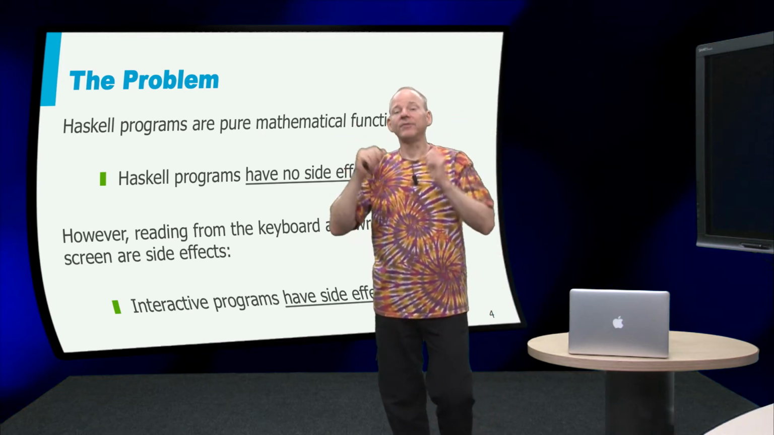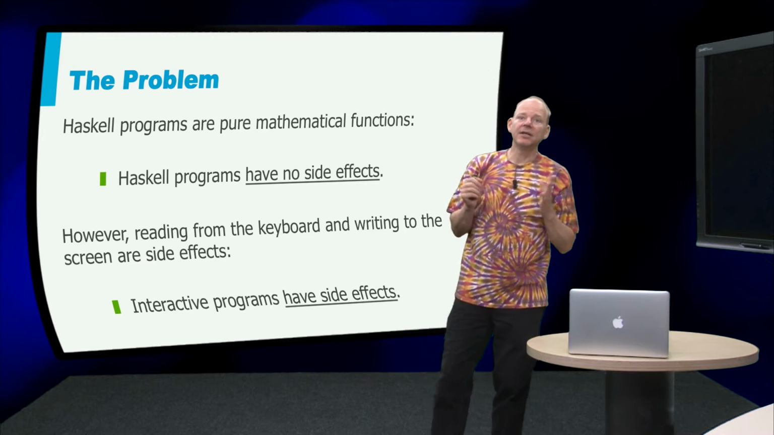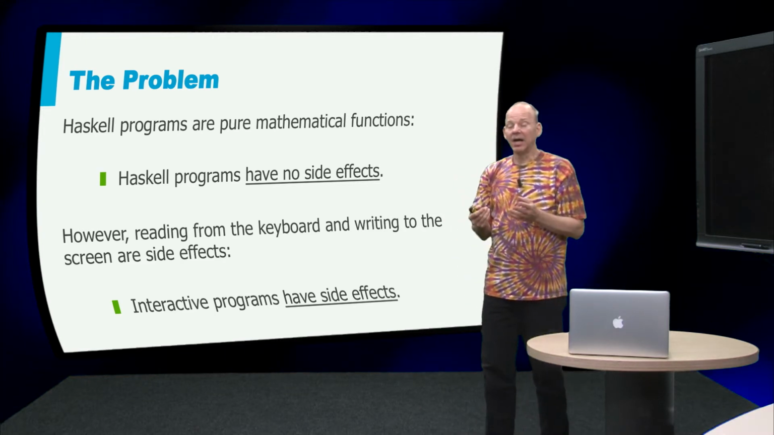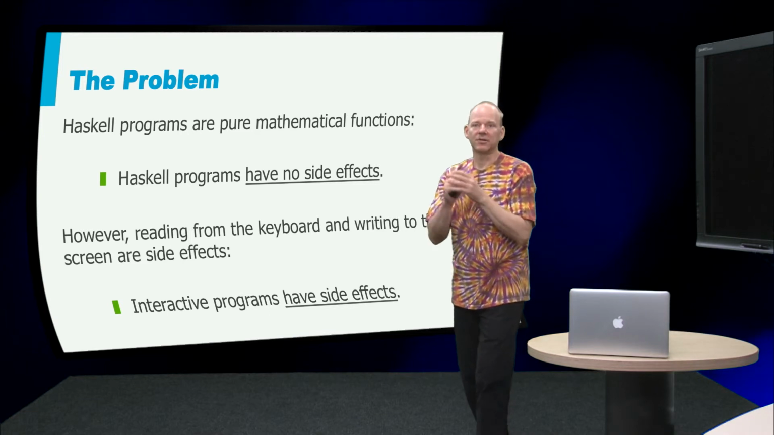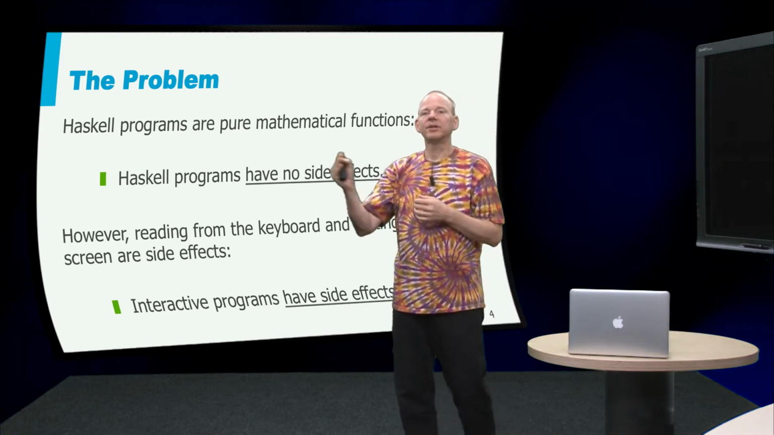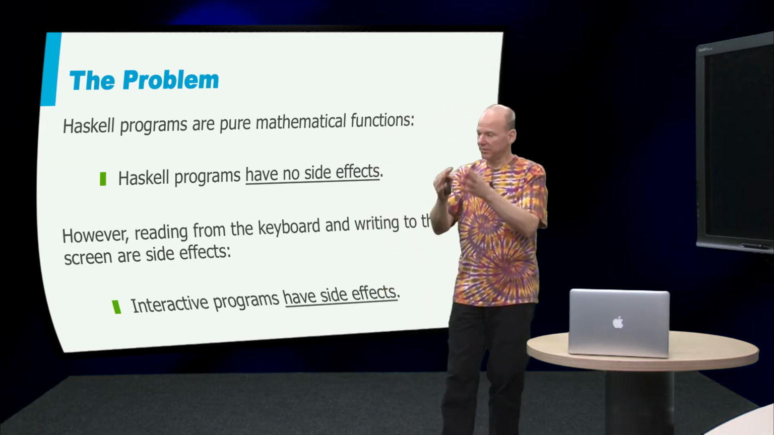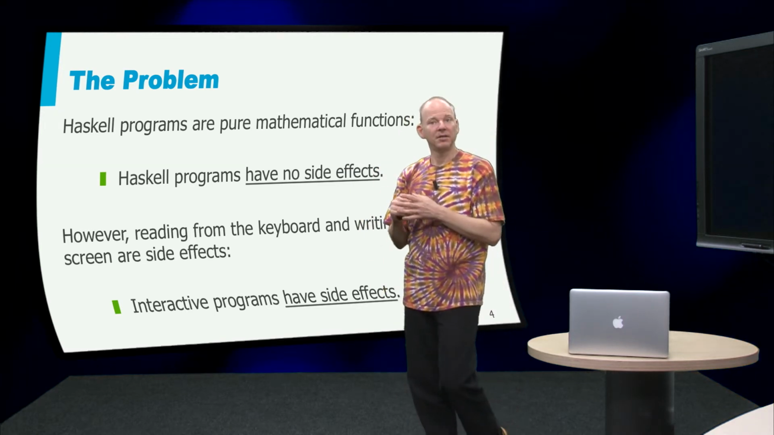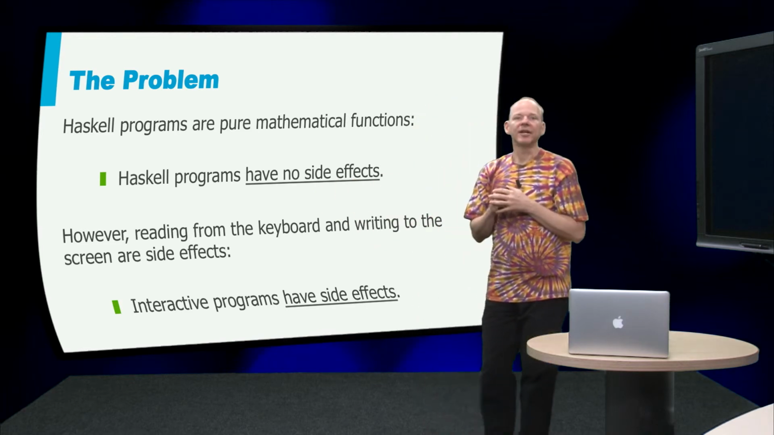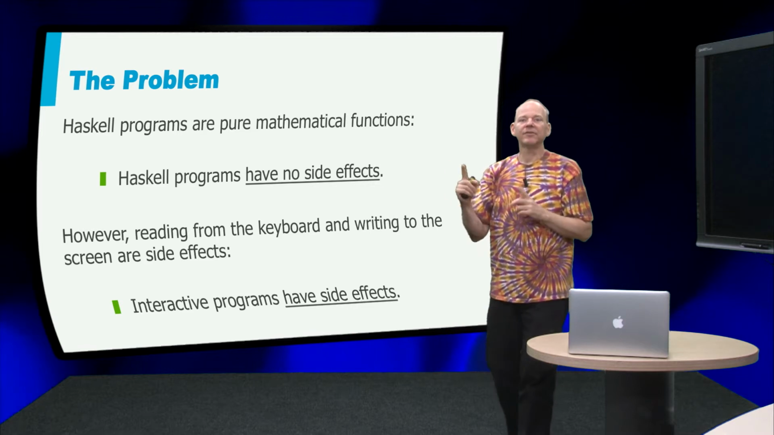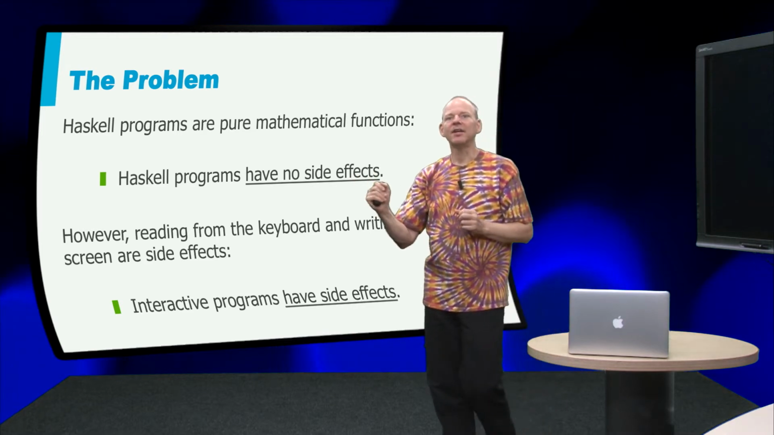Now look at a common function that we use in imperative programming. For example, readLine. readLine takes no arguments, or the empty tuple, and returns a string. When I call readLine again, with the same arguments, the same empty tuple, it will return a different string. So readLine is not a mathematical function, and the reason is because it has side effects.